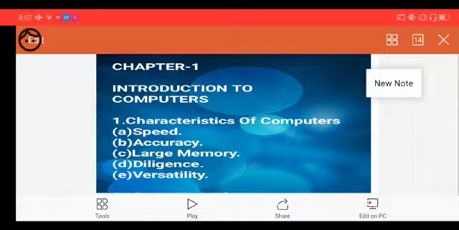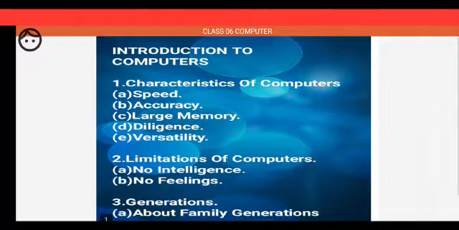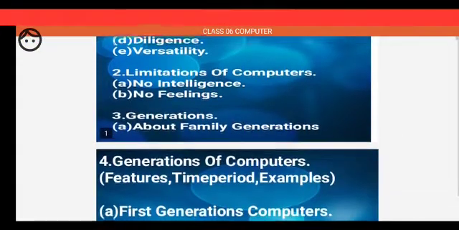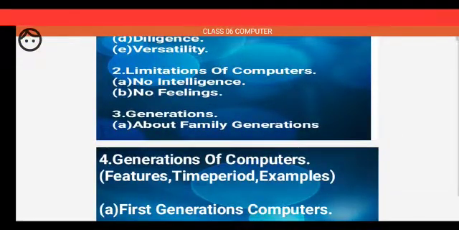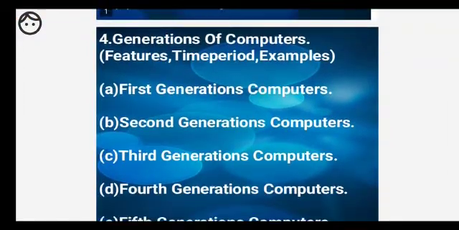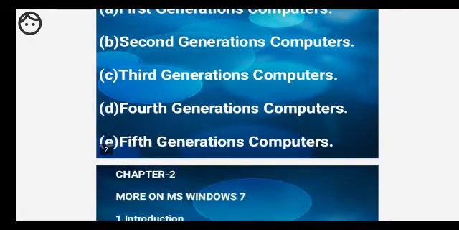2020-21. As you already know, we have finished 2 chapters, so let's review what topics we have learned. Let's start. Chapter 1, we have learned Introduction to computers, which includes characteristics of computers, that is speed, accuracy, large memory, diligence and versatility, limitations of computers, which include no intelligence and feelings, and about generations, which includes family generations also, and generations of computers. Here we have learned 5 generations of computers along with their features, time period and examples.